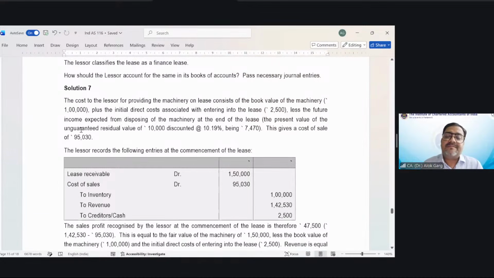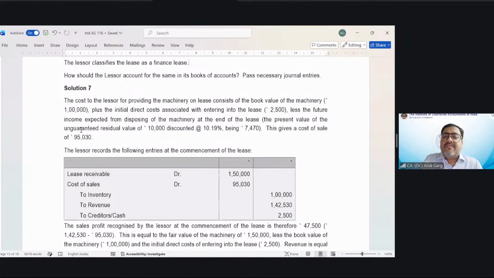So my dear friends, if you see this question, this lessor is the trader of the machine. The lessor is a manufacturer, dealer, and lessor. The lessor is selling the machine also, and the lessor is providing the machine on lease also.